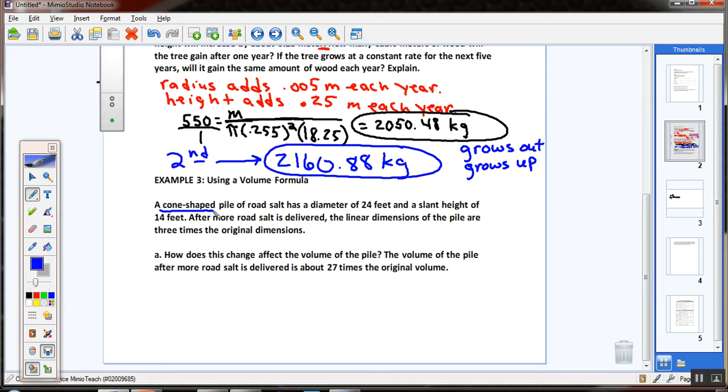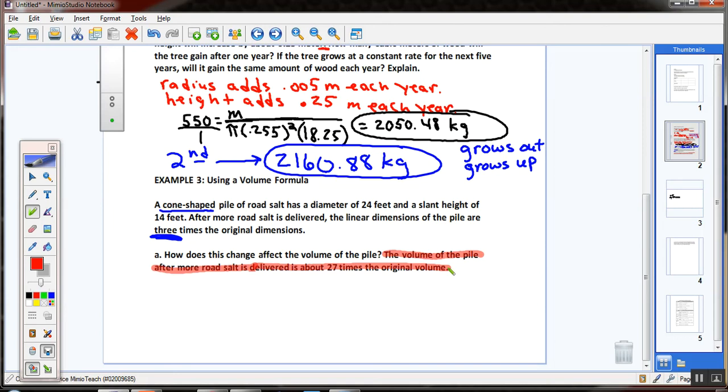I kind of gave you the answer here already. What are we doing to all of the dimensions here, kids? Multiplying by 3. So I want to show you what's going on here. Maybe you want to underline that this is the answer right here. If you change every single dimension by 3, multiply it by 3, what do I put in red right there? What am I telling you? Somebody read that last sentence to part A for me. The volume of the pile after more road salt is delivered is about 27 times the original volume.